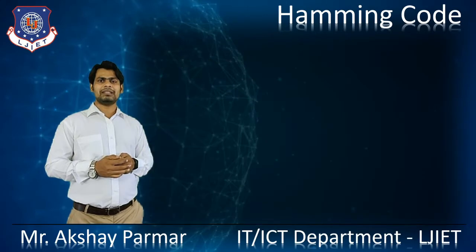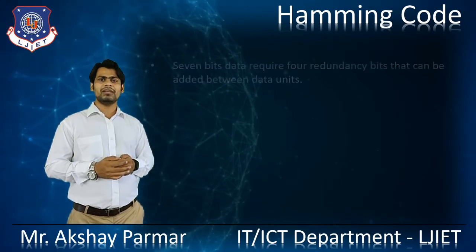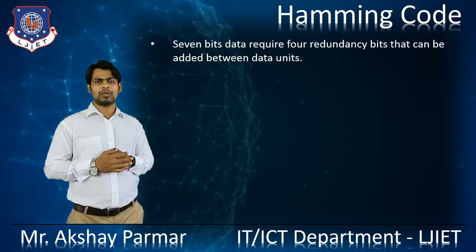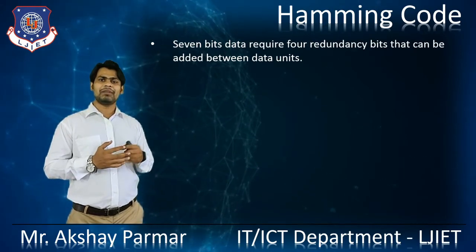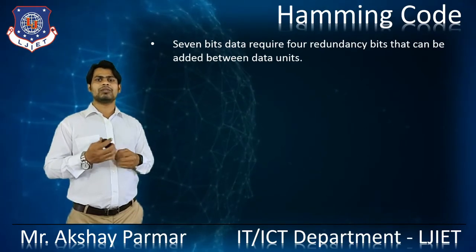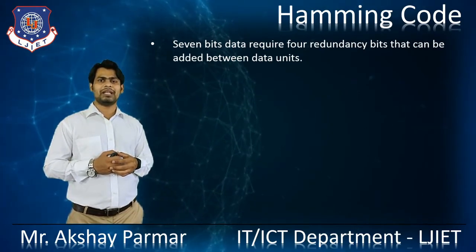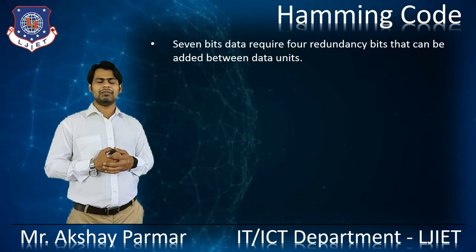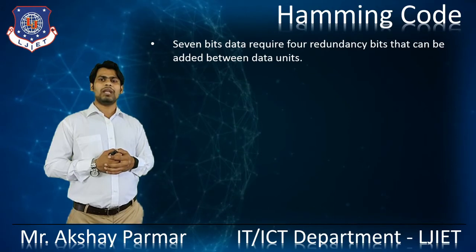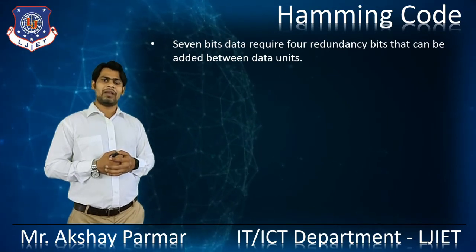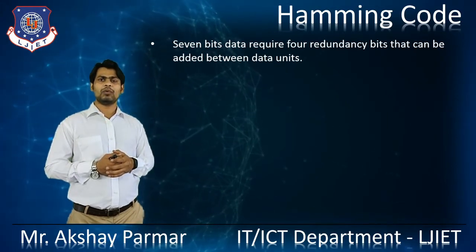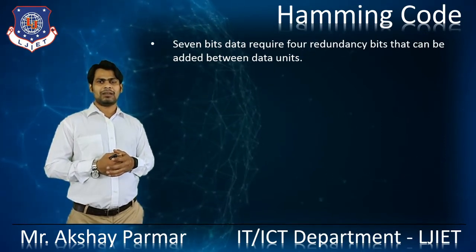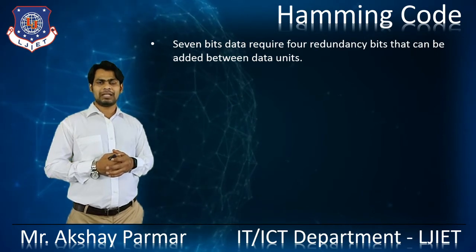So after that, let's see one example. In that, 7-bit data requires 4 redundant bits, as we have shown, right? That can be added between the data units, right? So we have the 7 bits of data, and we are having the 4 redundant bits, right? So 7 plus 4 is equal to 11. 11 plus 1 is equal to 12. It is less than or equal to 2 raised to 4, which is equal to 16, which is greater than 12, right? So this is satisfying the condition.